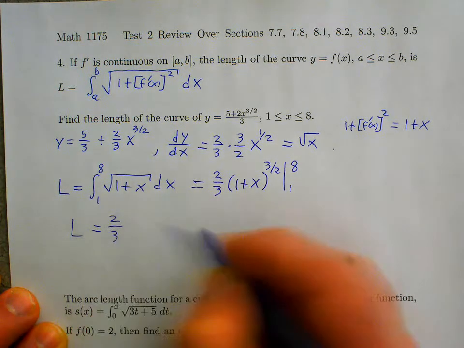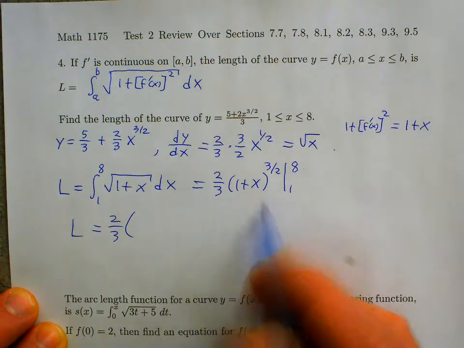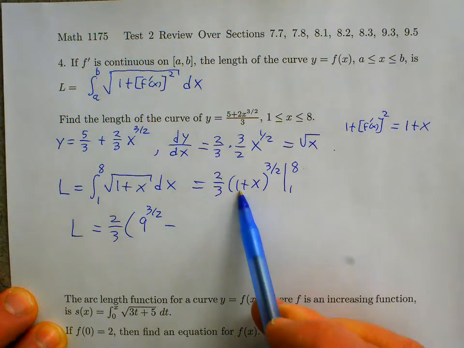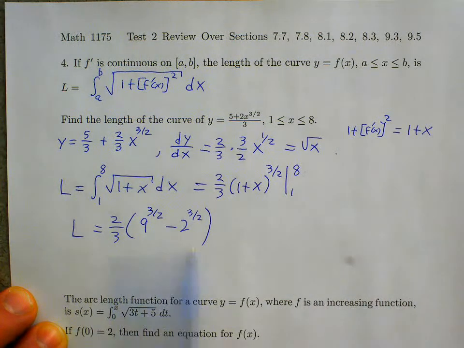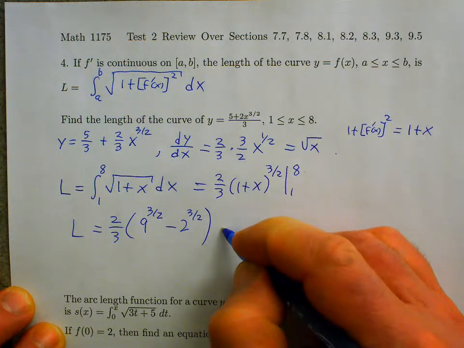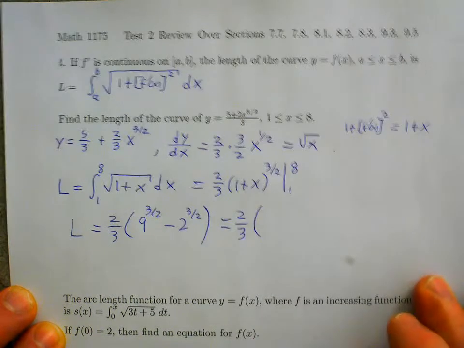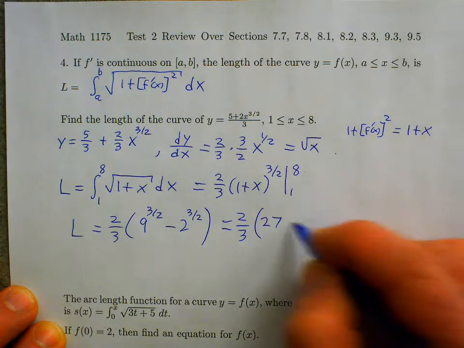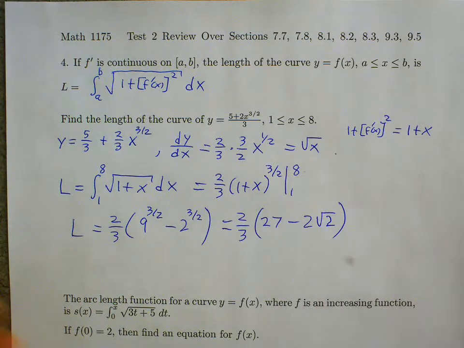So this one's pretty easy. First replace x with 8. 1 plus 8 is 9, so we get 9 to the 3 halves, and then minus 2 to the 3 halves. So this is an okay answer, but you can take it a little further. 9 to the 3 halves is just 27, and 2 to the 3 halves is 2 times the square root of 2. So that's as far as we'll take that one.